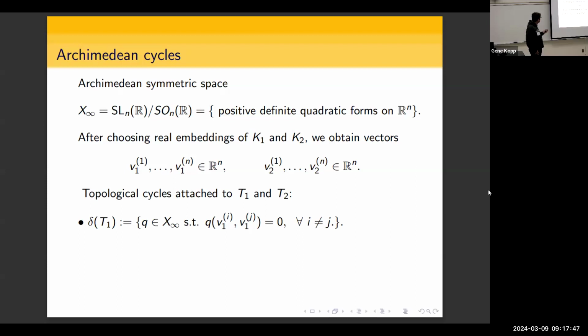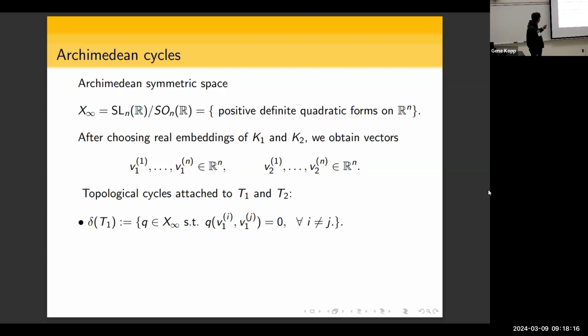This is just a set of quadratic forms, the set of positive definite quadratic forms, for which V1i and V1j are pairwise orthogonal for all i not equal to j. So I asked for all the quadratic forms for which V1 up to V1n, these vectors here, form an orthogonal basis. Okay? So that's delta T1.